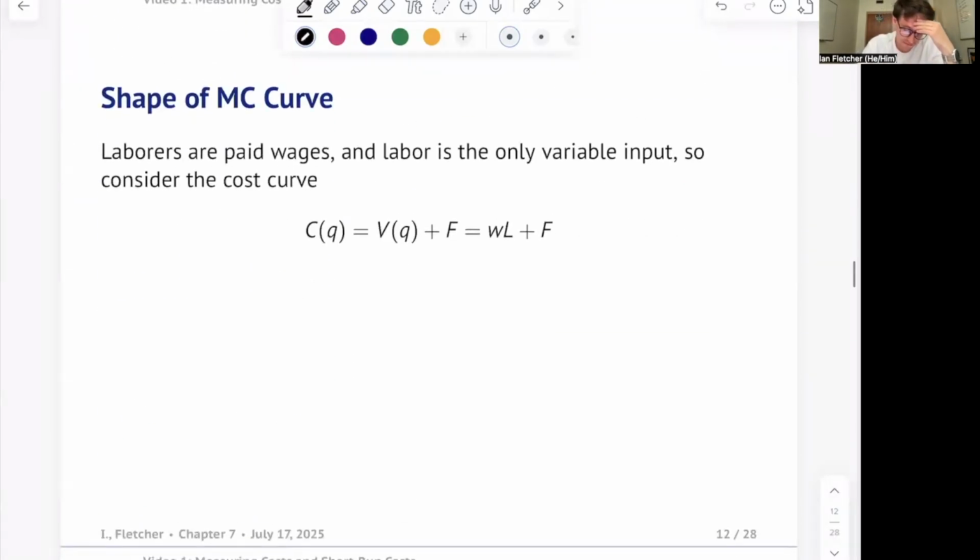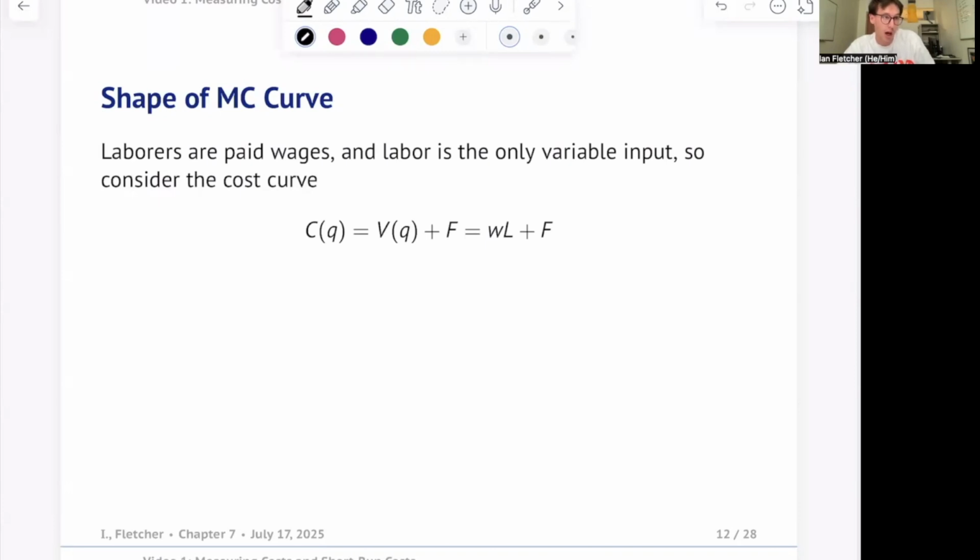So now let's pivot from the average fixed cost and start talking about the shape of the marginal cost curve. And when we're thinking about the marginal cost curve, we are now just going to be deriving.